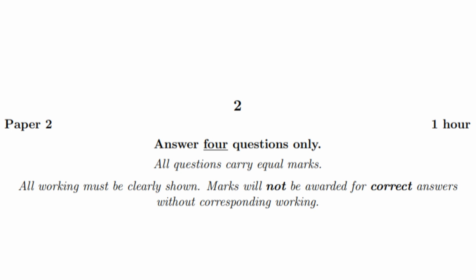All questions carry equal marks. All workings must be clearly shown. Marks will not be awarded for a correct answer without corresponding workings. So you're supposed to show the working that you did. If you had 2, you don't just write the 2 out there. You have to show how you got the 2. So let's start with question number 1.